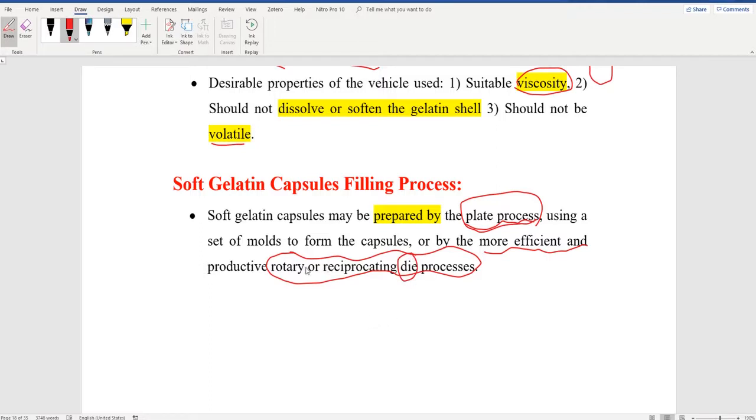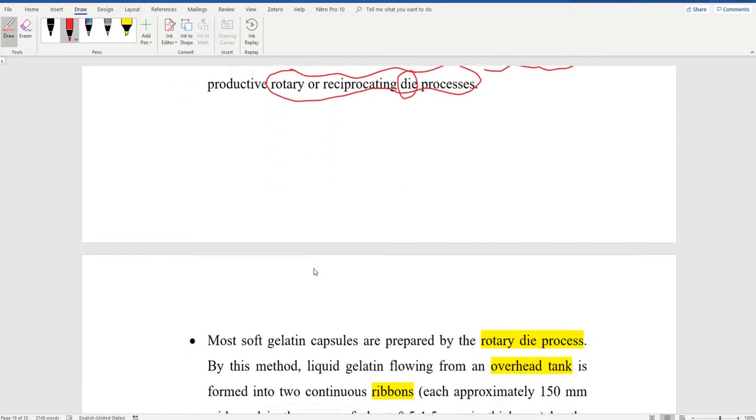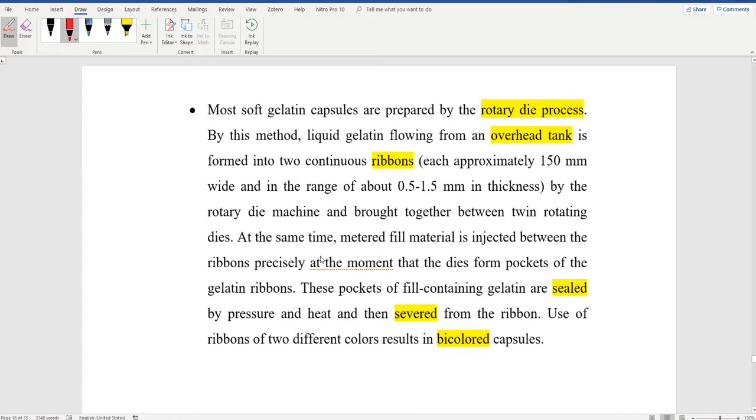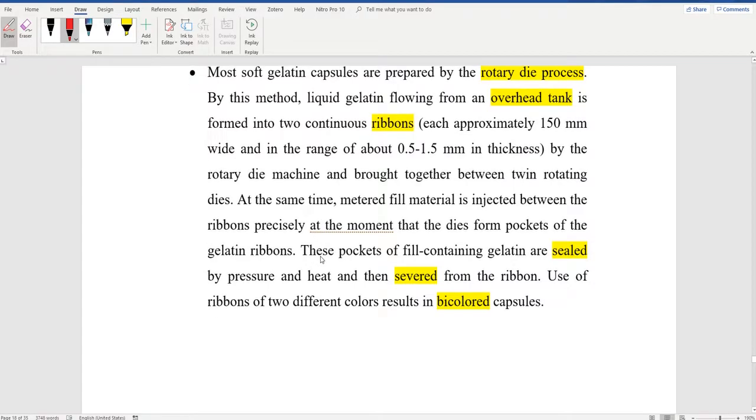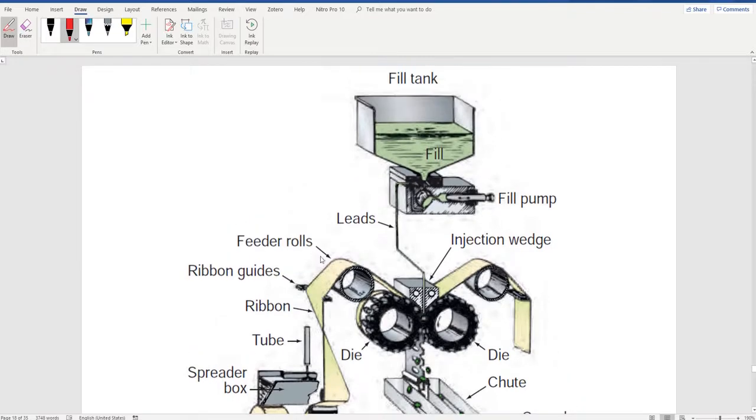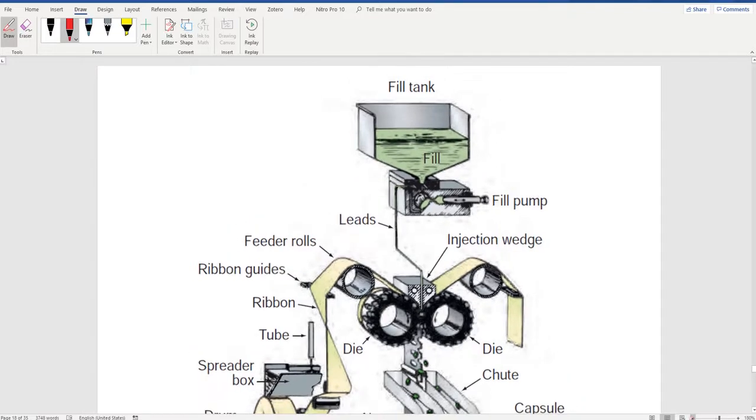So the process that you see in industry, which is efficient and can be continuous, is the rotary or reciprocating die process. That is, the rotary die process or the reciprocating die process. Okay, I want to explain to you how the process is done. I will explain it to you using this figure that you see here.